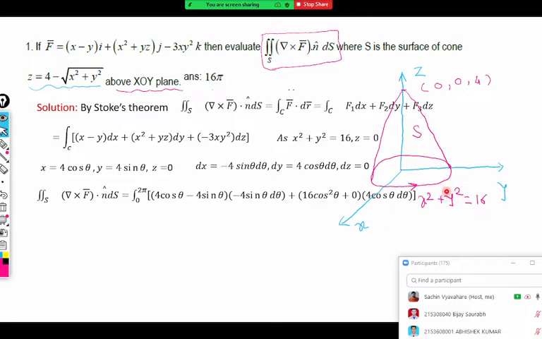F3 dz is not written. The reason is z is 0, dz is 0, so this term does not exist there. Okay, so just a replacement. If we simplify now, after simplification we are left with these terms.